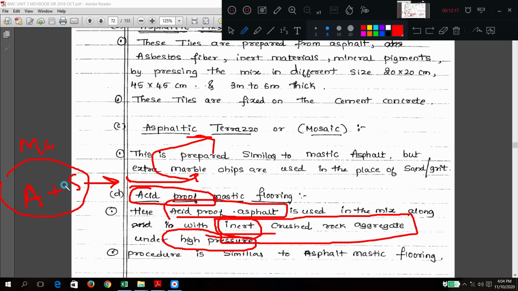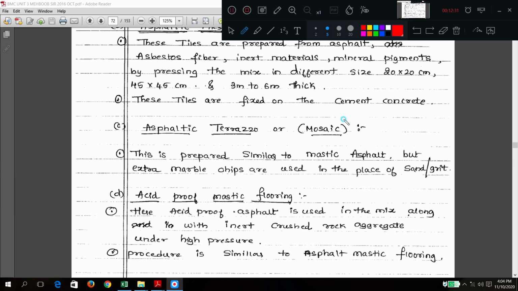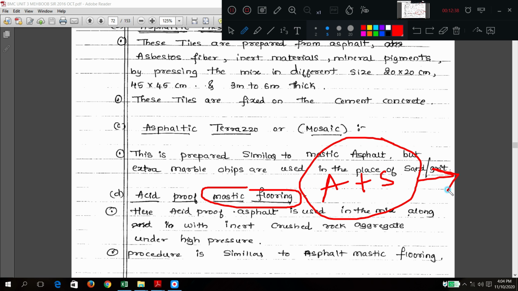Here asphalt and sand are used, no? The sand is made from inert rock aggregate. That is why it is an acid proof mastic flooring. How should you understand it? It is a mastic flooring, that is asphalt plus sand, hot mixed, which acts as a liquid. If this sand is made up of inert material, then it is acid proof. Simple, acid proof. That's all. I hope it is clear now.